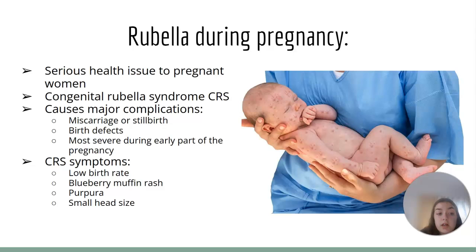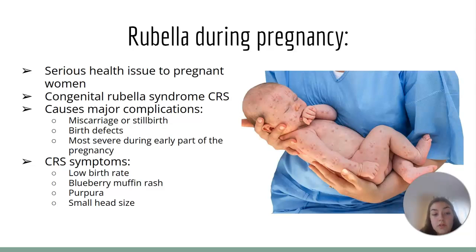However, there are still 100,000 cases seen every year around the world, and the initial signs of CRS right after birth may include a low birth weight, multiple blue or purple circled shape marks on the skin, or even bumps that are often called a blueberry muffin rash. We also see purple, red, or brown spots on their skin, which is referred to as purpura. And we can also see a small head size.